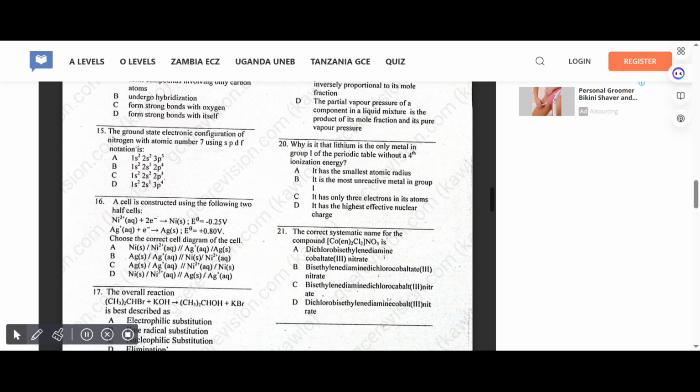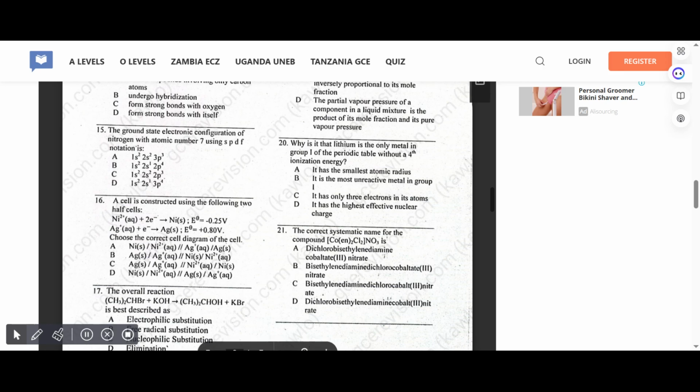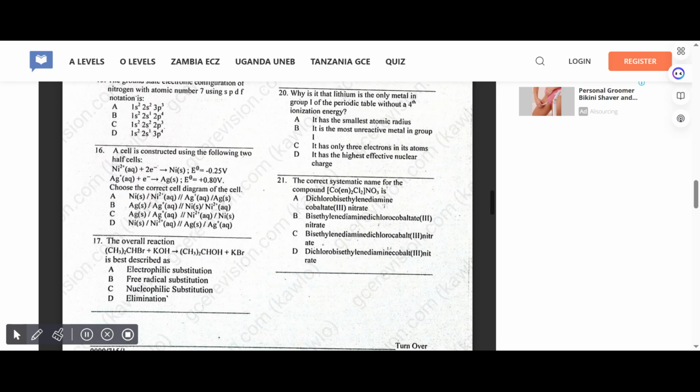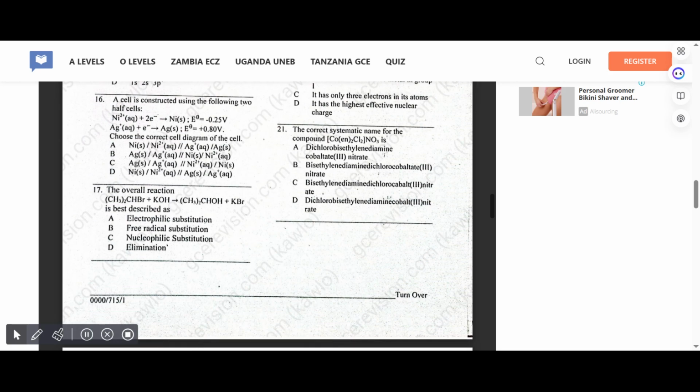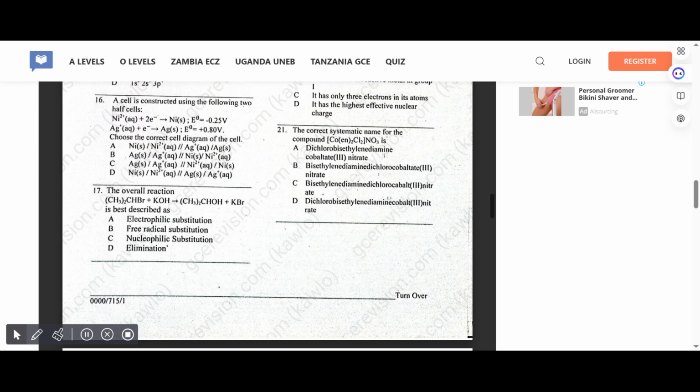The ground state electronic configuration of nitrogen with atomic number 7 using SPDF notation is, correct answer for 15 is C. So C is the correct answer. A cell is constructed using the following 2 half cells. So they gave us the formula. They choose the correct cell diagram of the cell. So the correct cell diagram here is, the answer is A, right? The overall reaction of this formula is best described as, correct answer for 17 is C, nucleophilic substitution.